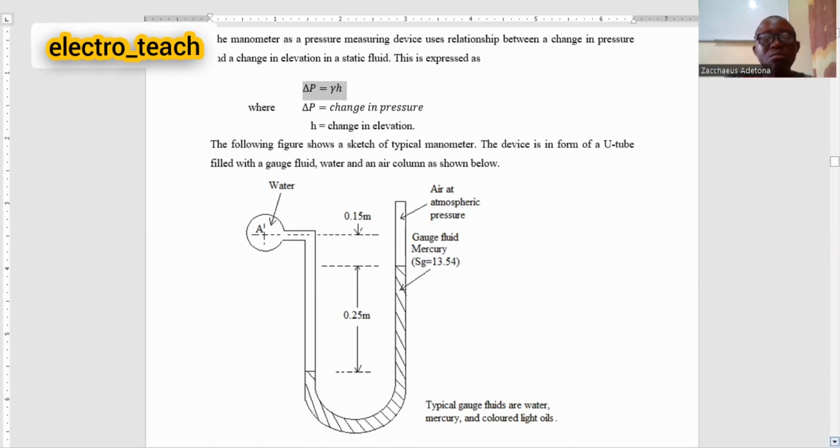The water is in the bulb on the left side of the manometer. Then the gauge fluid is mercury. Then we have air above the mercury, and the air is at atmospheric pressure. This is a typical structure of the ordinary manometer. It is different from the differential manometer. So we can use water, mercury, colored oils, alcohol, and so on as a gauge fluid or manometric fluid.